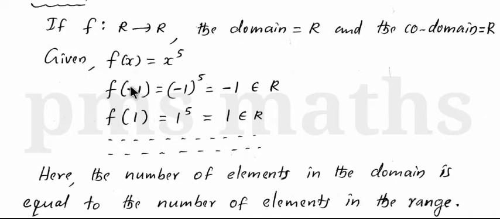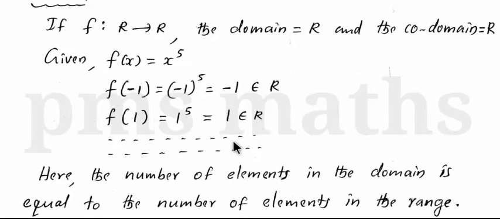Then take next number for x. x is equal to 1. Here we can substitute 1. 1 raised to 5 is equal to 1. That one belongs to R. R means this codomain. Second set is called a codomain. Then we can substitute next values, etc. We will get corresponding values of f of x or y.